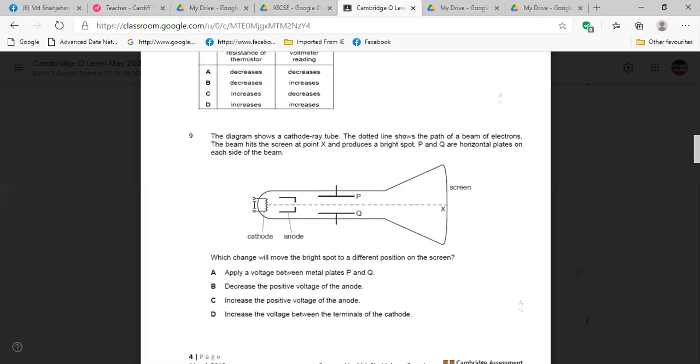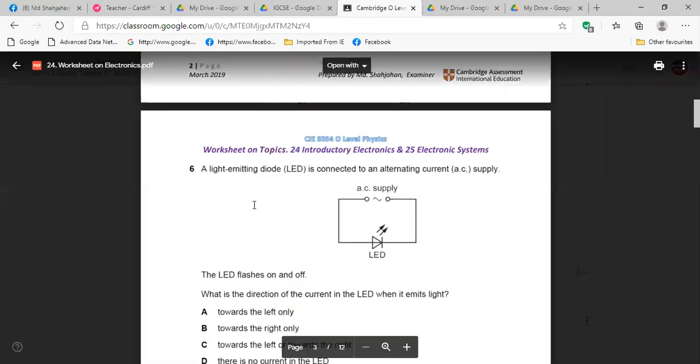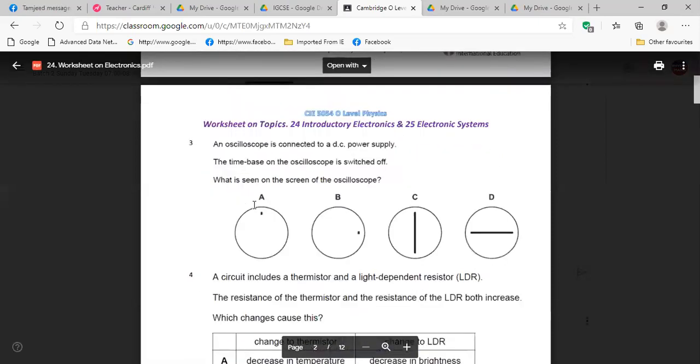Sir, can we go over MCQ 3 again? I think the answer is B. Sure, sure. Of course, we can, next time. Let's go there. 3. Why B?